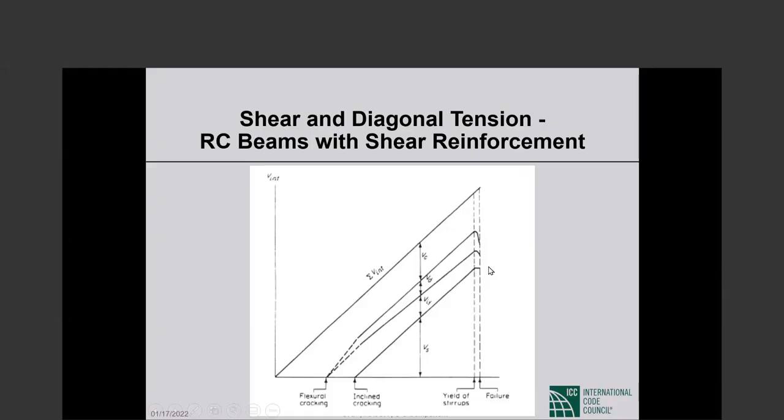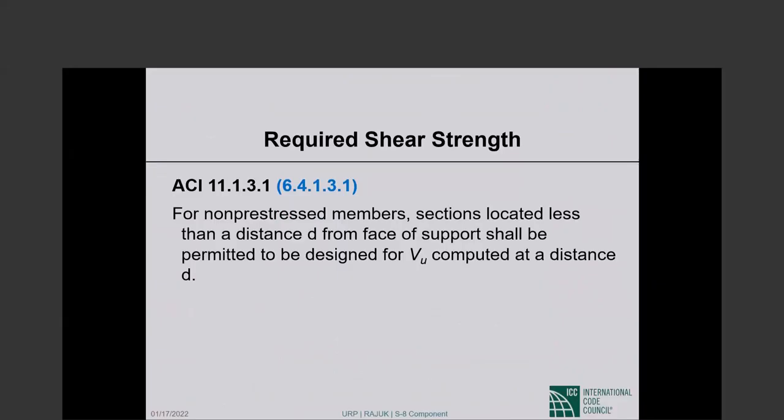At that point we are looking at wide cracks, and so the aggregate interlock shear as well as the dowel shear, those drop off. So this is a very, very important picture if you are going to understand the whole mechanism of shear resistance and where the resistance comes from.